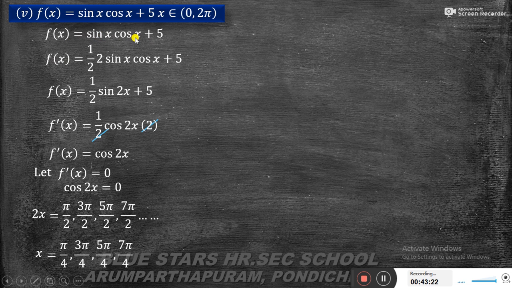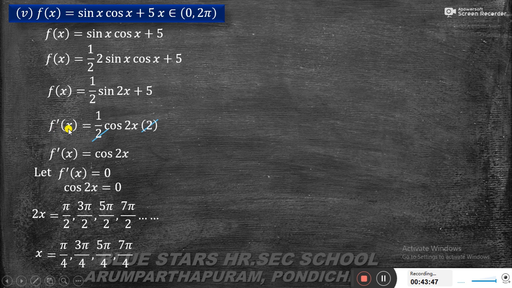Next, this is sin x cos x. I multiply and divide by 2: 1 by 2 into 2 sin x cos x. I write it as sin 2x, because sin 2x is 2 sin x cos x. So instead of 2 sin x cos x, I write sin 2x. So f of x is 1 by 2 into sin 2x plus 5. The next step, I differentiate f of x.